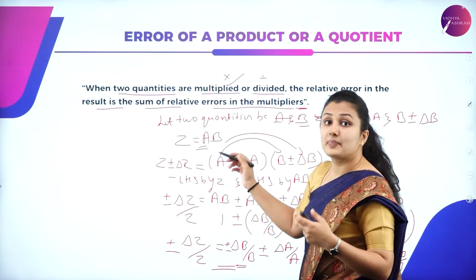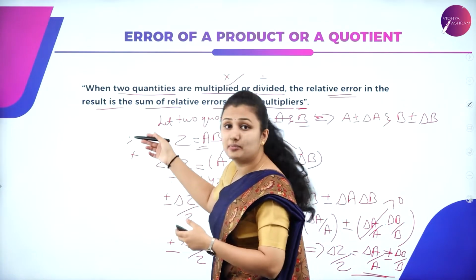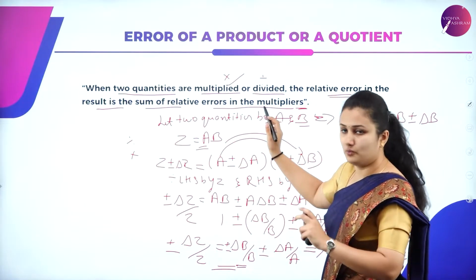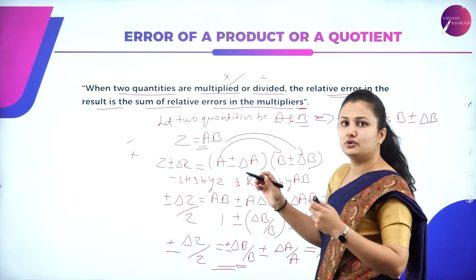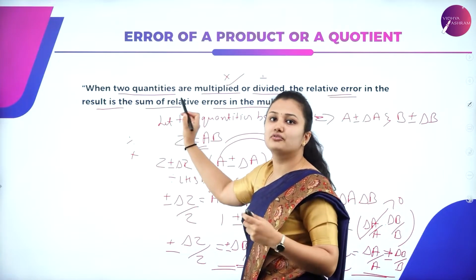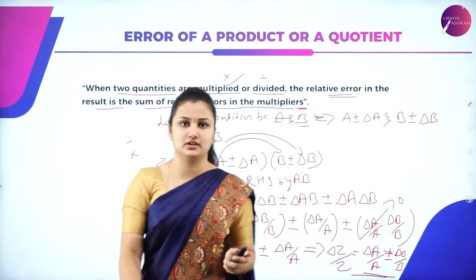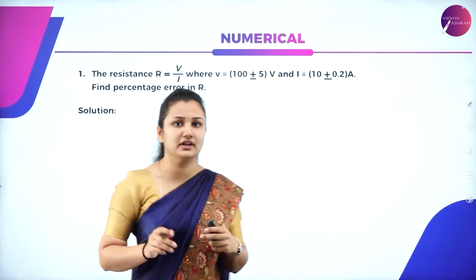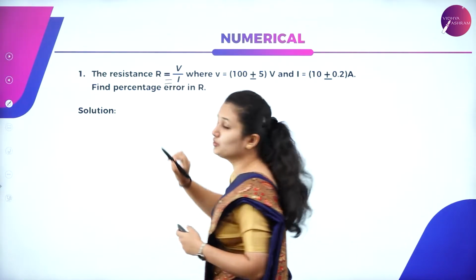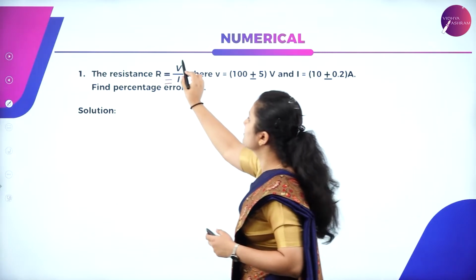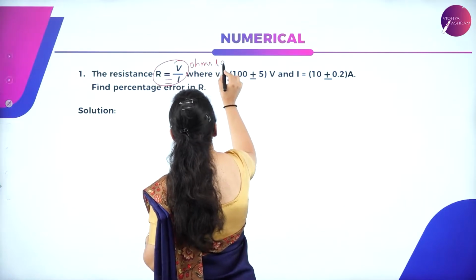So you can ask, ma'am, I am dividing or I am multiplying, so should my relative error be multiplied or divided at the end? No, ma'am, it is not divided or multiplied. It is the sum of relative errors. You do any operation, here it will be the sum of relative errors at the end. So this is about the error of a product or a quotient. Here you have a numerical where you can try to understand rule 2 much better. The resistance R is equal to V by I, voltage by current. So this is your Ohm's law.